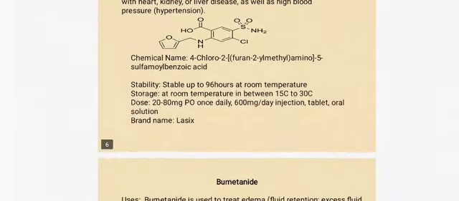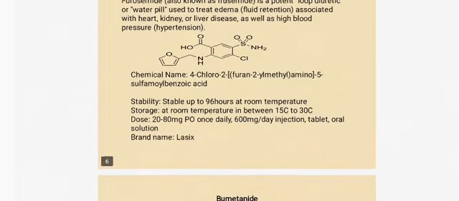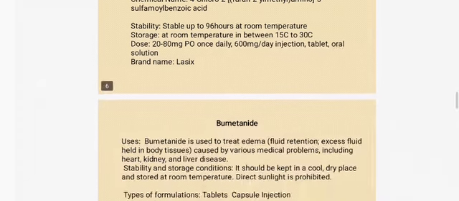The next is stability. This is stable up to 96 hours at room temperature. Storage: it should be stored between 15 degrees Celsius and 30 degrees Celsius, that is at room temperature. The dose is 20 to 80 mg orally once daily and 600 mg per day by injection, tablet or oral solution, and the brand name is Lasix.